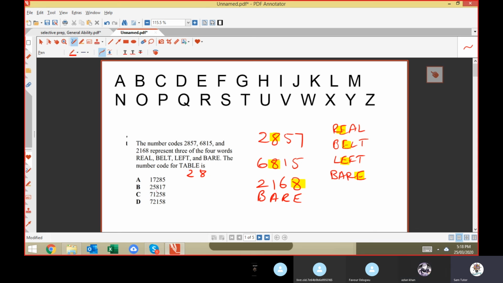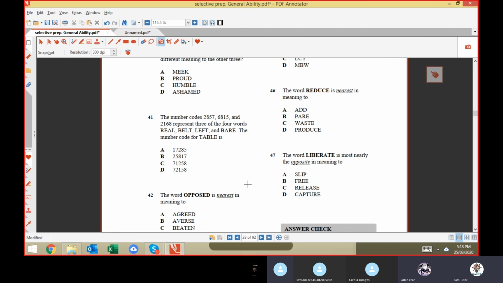Now let's see if that helps us. Well, I know that's wrong and that's wrong. 8's got to be at the end. And then the only one that's got 2 in the middle is C, without me doing much more work. I didn't even need to work out these 3. Cool? Yay! Nice, got it.